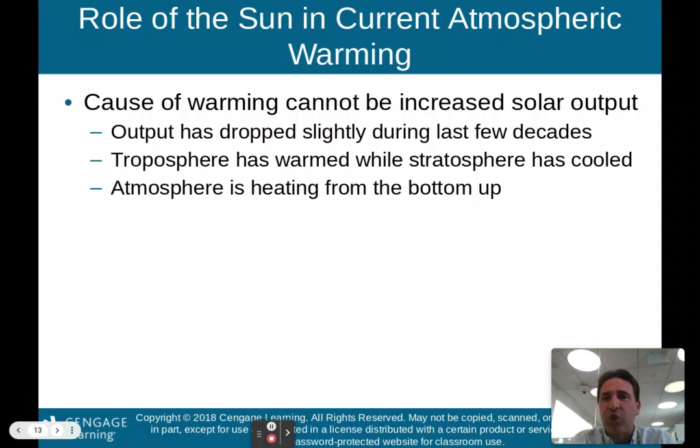Troposphere has warmed while the stratosphere has actually cooled. So again, if the sun was the issue, the stratosphere would warm because ozone is in there absorbing ultraviolet radiation in the stratosphere. That hasn't happened. The stratosphere has actually cooled. So again, it can't be the sun. The atmosphere is heating up from the bottom up, not from the top down. If it was the sun, it would be from the top down. It's coming from the bottom up, and that tells us humans are the ones creating the problem.